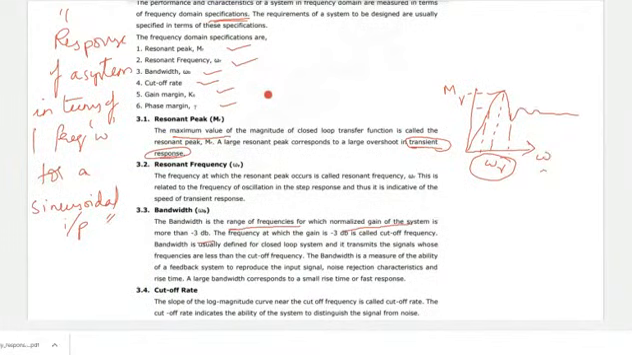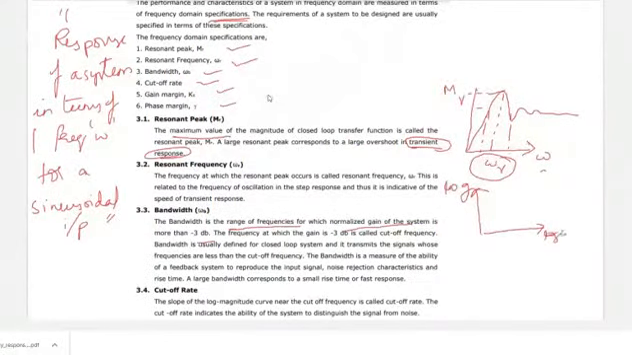Cutoff rate is nothing but the slope of the log magnitude curve near cutoff frequency. The cutoff rate indicates the ability of the system to distinguish the signal from noise. So you have a curve called the log magnitude curve. When you take your magnitude as a log magnitude, and with respect to your log frequency, on a curve like this, the slope of the curve near the cutoff frequency is called the cutoff rate. What is cutoff frequency? We'll discuss this in detail in Bode plot.